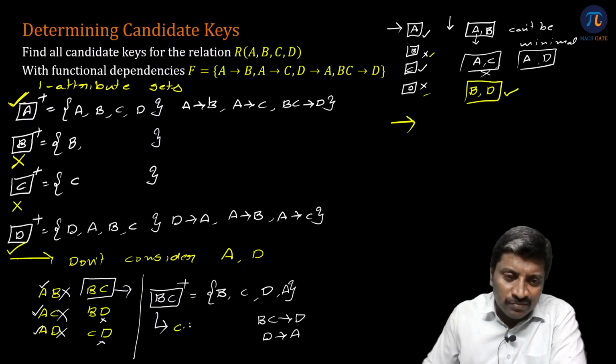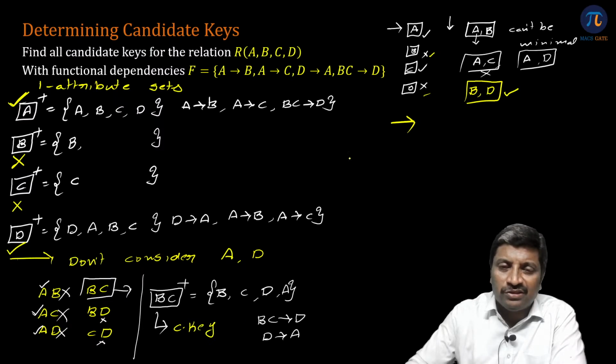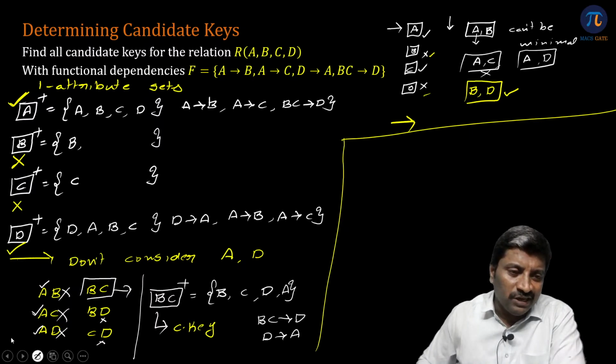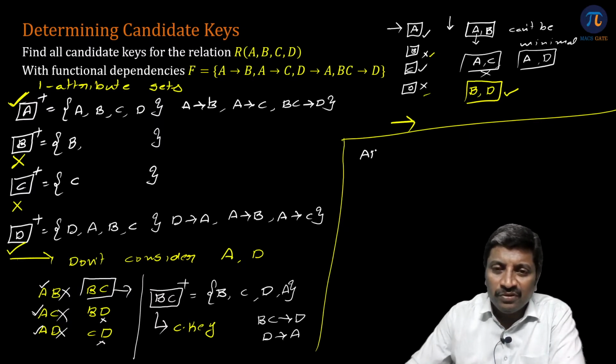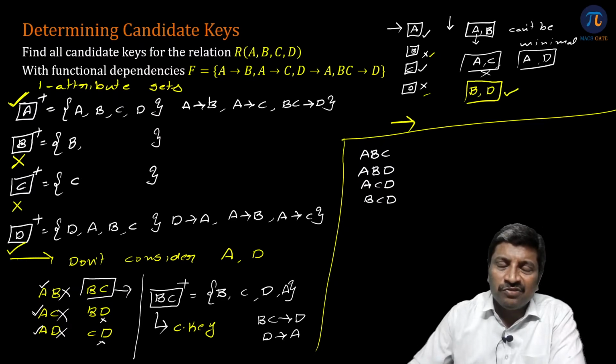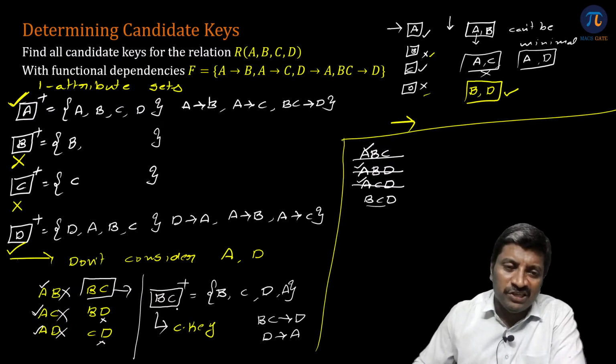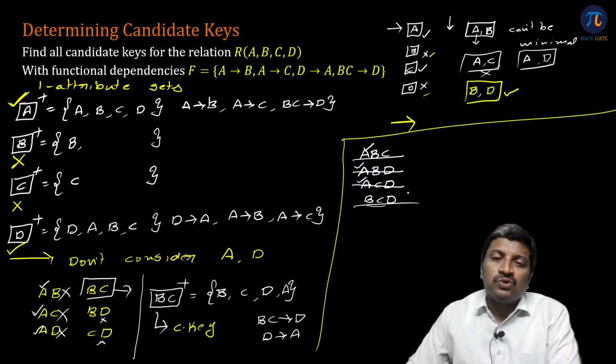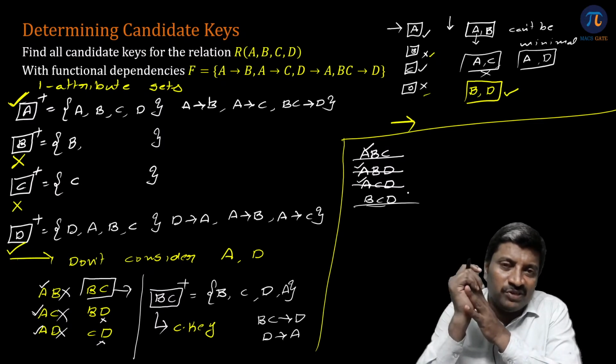In the next stage, I need to consider three element sets. What are the possible three element sets with A, B, C, D? ABC, ABD, ACD, BCD. Actually, no need to consider all these. A is already a candidate key, so leave it. BC is already a candidate key, so D may be an extra attribute. I don't need it. So we don't have any candidate keys with three elements.